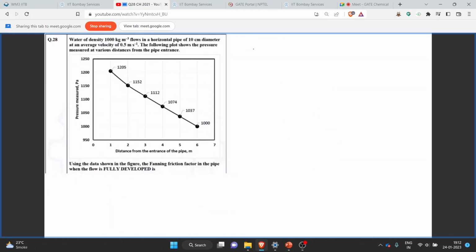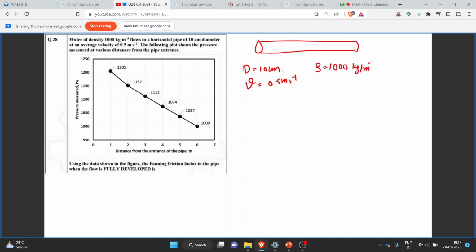So in this question, we have been given a horizontal pipe of diameter 10 centimeter. So the diameter of the pipe is 10 centimeter. The average velocity in the pipe is 0.5 meter per second. Then the density of the fluid is 1000 kg per meter cube. And we are measuring the pressure within this pipe at a distance of 1 meter, 2 meter, 3 meter, 4 meter, 5 meter, and 6 meter, and corresponding to that pressure, we generate this plot of pressure versus distance.